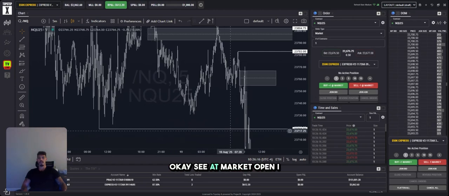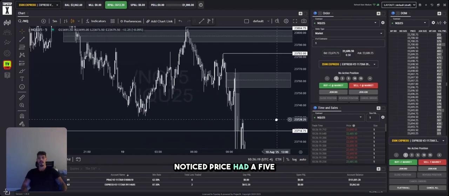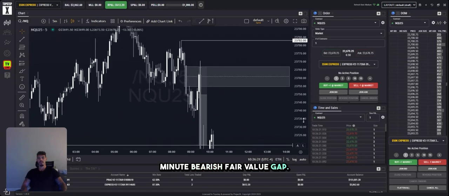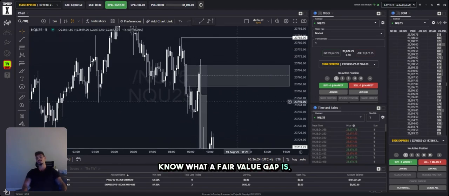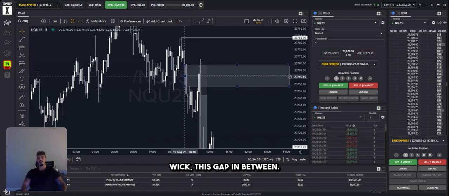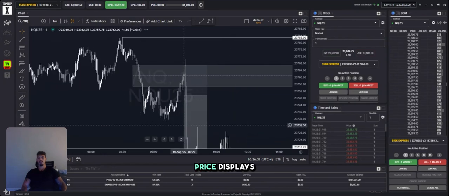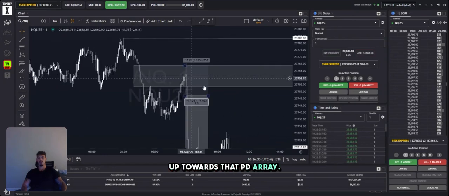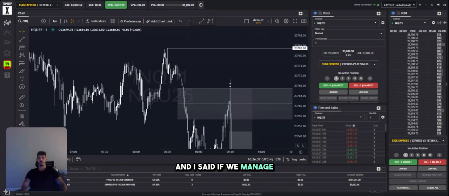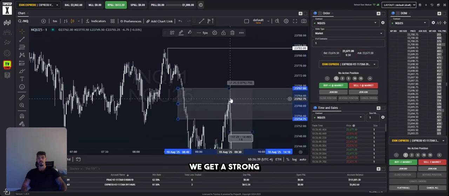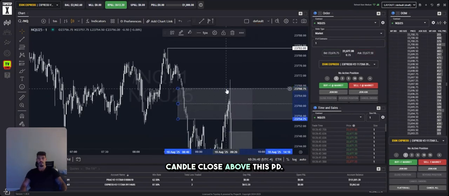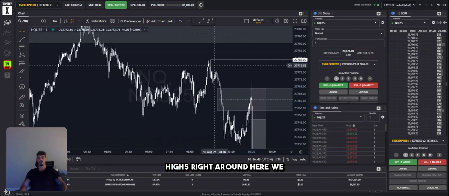Okay. See, at market open, I noticed price had a 5 minute bearish fair value gap. For those of you who don't know what a fair value gap is, it's this wick and this wick, this gap in between. It was 5 minute right around here. Right at market open, price displays up towards that PD array, and I said if we manage to inverse this 5 minute, we get a strong candle close above this PD array, I will be open to go for longs towards these data highs or possibly London's highs right around here.